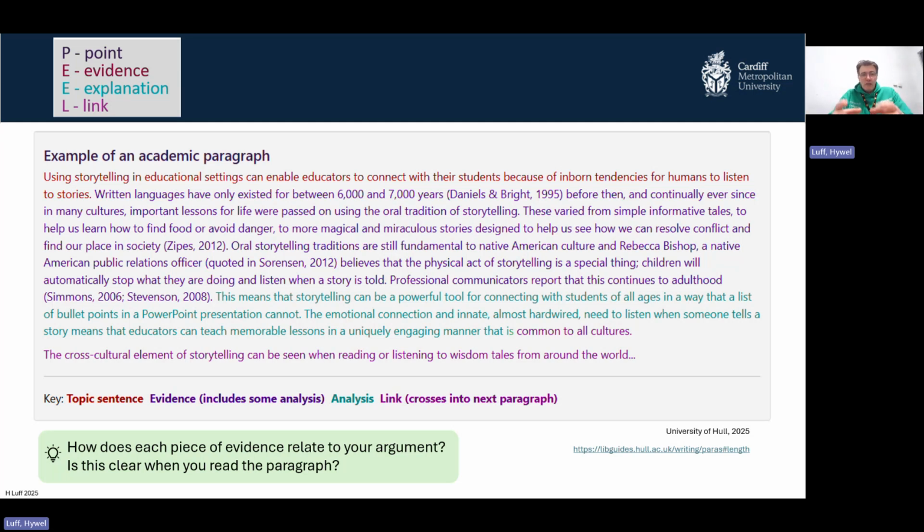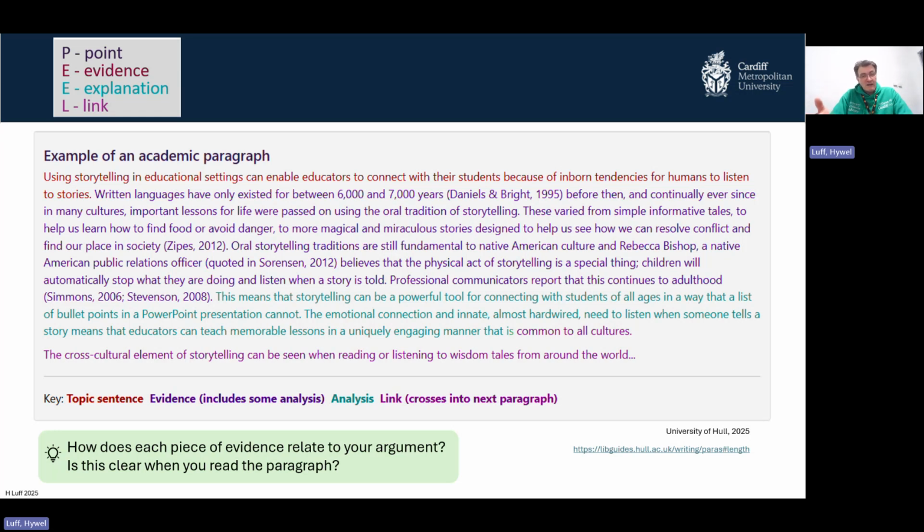So remember that your paragraph is one step in building up your argument. Your topic sentence says, this is what I'm moving on to, this is my new point that I'm making. And then your analysis shows the relevance and the impact of the evidence on your overall argument. So how does it all work together?